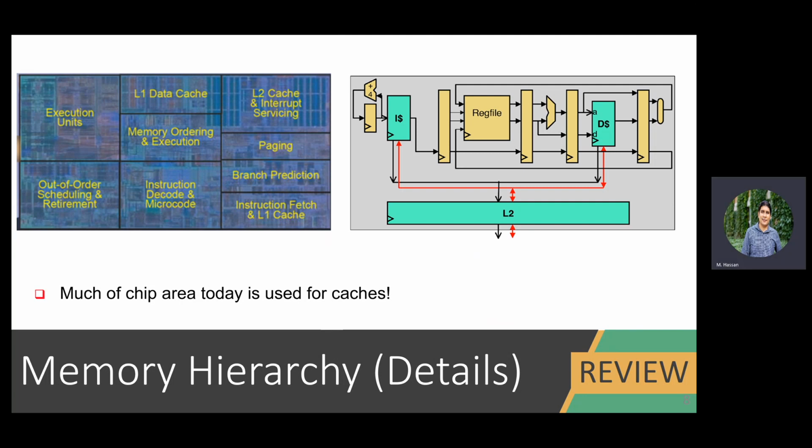You have to deal with a huge amount of data, as we said before. And with that, you need to allocate a lot of your real estate in the chip for memories and caches. As I was saying, much of the chip area today is used for caches.